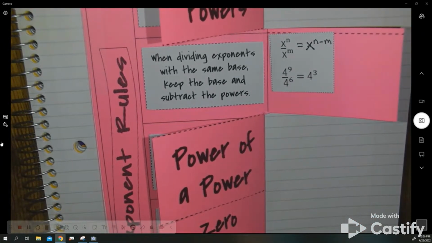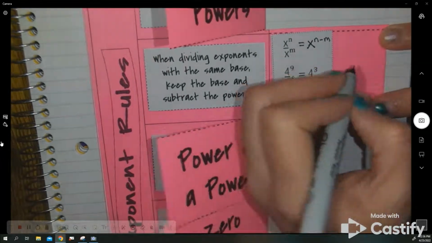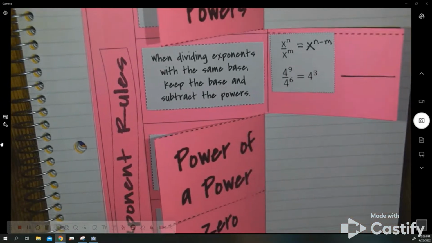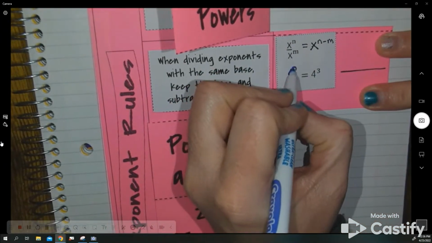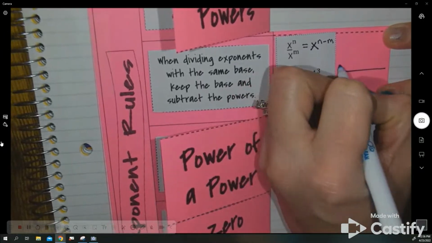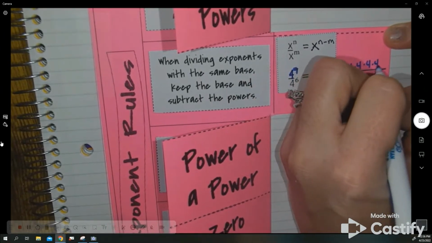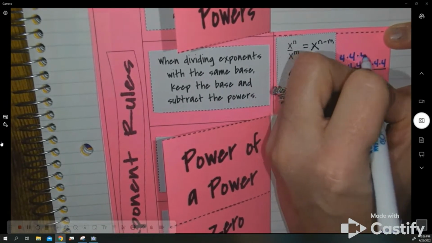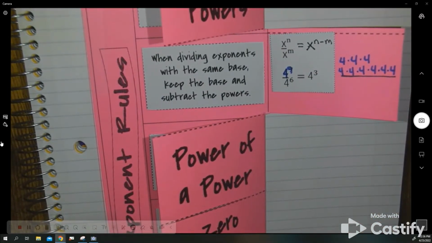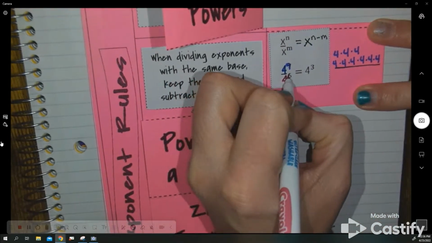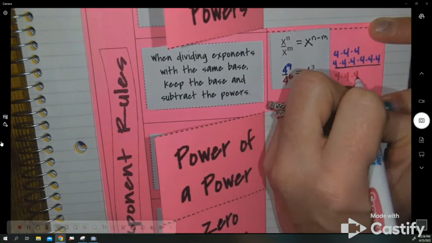And the reason that this works is that we have fractions for this one, okay? So I'm going to draw my fraction bar here. And on the top, I have 4 to the 9th power. So I have 9 fours being multiplied. So 1, 2, 3, 4, 5, 6, 7, 8, 9. We're out of space, so I'm going to just stack them up there. So I have 9 fours being multiplied on the top. On the bottom, 4 to the 6th, I have 6 fours being multiplied.